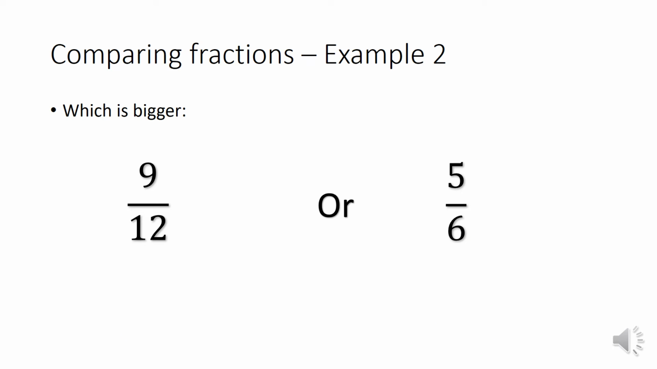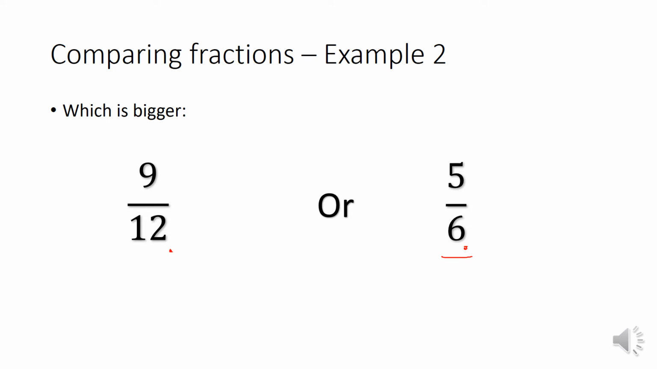Right. So example 2, similar idea. We've got 9/12 or 5/6. So think back to the first example. What did we need to get to be the same so we could compare them? So we need to get the same denominator. So here we've got 12ths, here we've got 6ths. So we need to times them by something to get them to be the same.